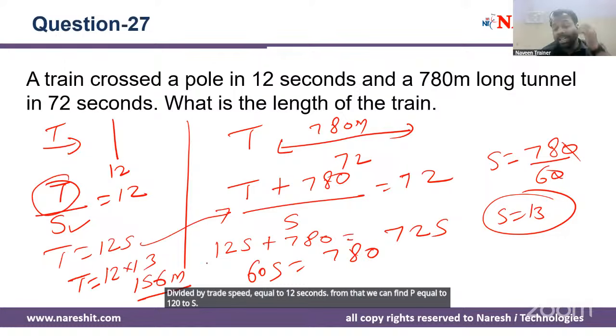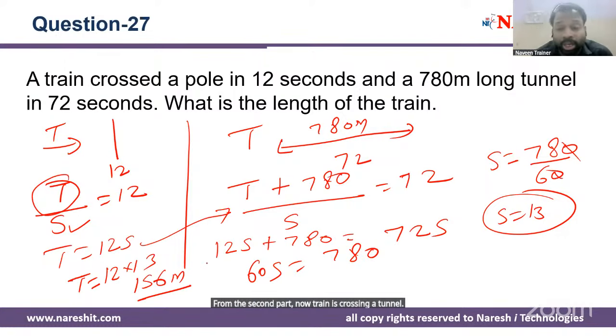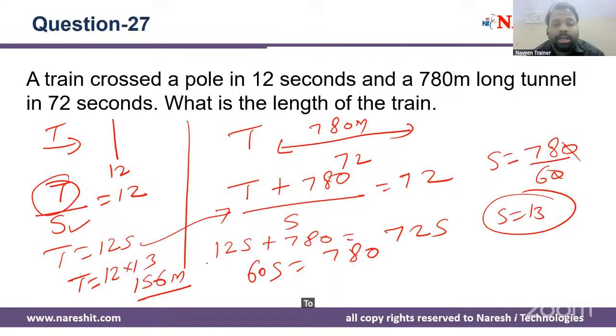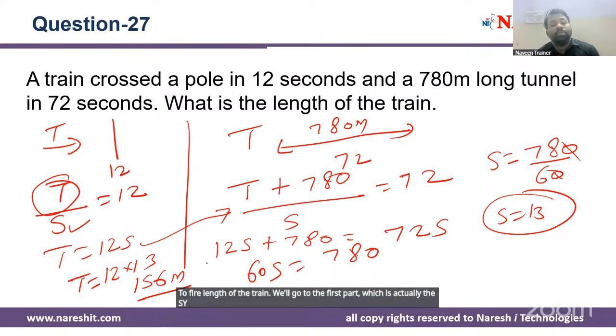From the second part, now the train is crossing a tunnel. So the total distance will be train length plus tunnel length upon the same train speed, which we don't know, equal to 72 seconds. From the first equation, whatever the value of t, which is 12s, we substitute in the second part, we can simplify and find the speed of the train, which I got as 13 meters per second. To find the length of the train, we go to the first part and substitute the s value as 13. So 12 into 13, 156 meters will become the length of the train.